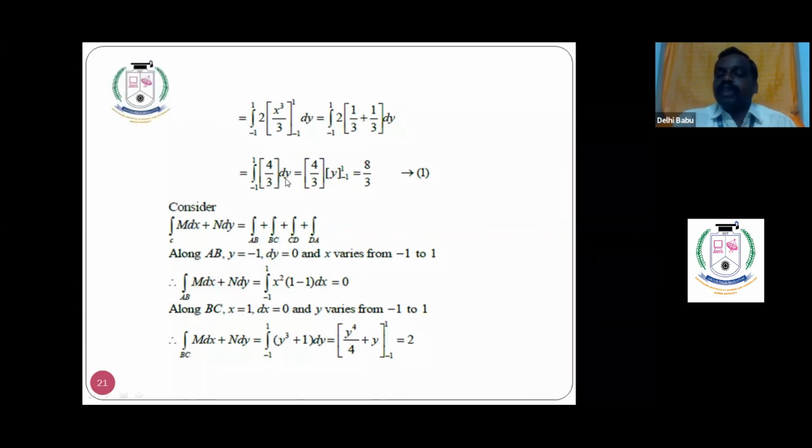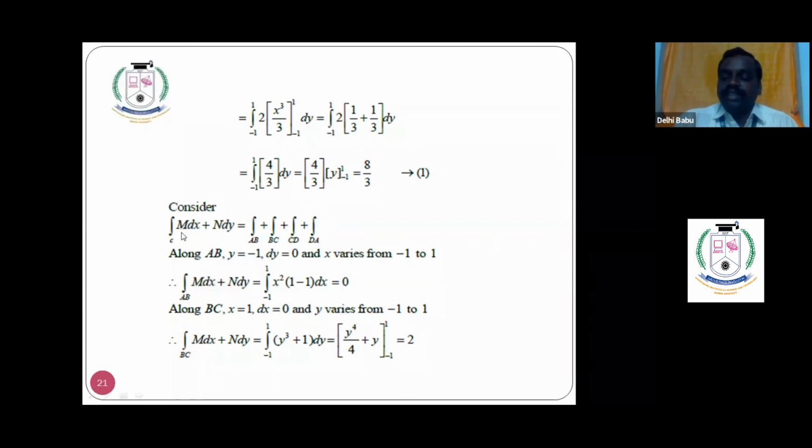This 4 by 3 is constant. We have only integral dy. What is integral dy? Y, between the limits minus 1 to 1. Put y equal to 1. And before the lower limit put minus 1. So minus of minus will be plus. 1 plus 1 is 2. 4 into 2 is 8 by 3. Call it equation number 1. This is your right hand side.